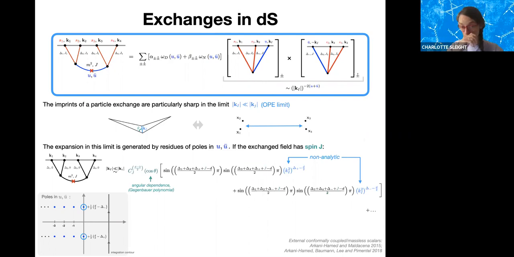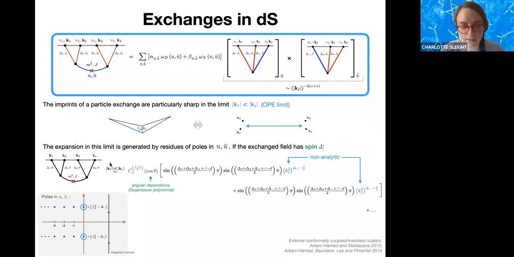If instead the exchange field has integer spin j, then in the expansion in this soft limit, there's an angular dependence, a dependence on this angle theta here. In general boundary dimensions d, this is given by a Gegenbauer polynomial whose degree encodes the spin j of the exchanged particle. In the Mellin representation of the exchange, you can see that this angular dependence arises because the constituent three-point contact diagrams now have a tensorial structure. In the case that you have external scalars, this tensorial structure is being contracted to form a scalar object, and it's these contractions which introduce a dependence on this angle theta.